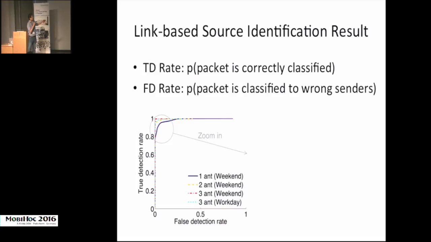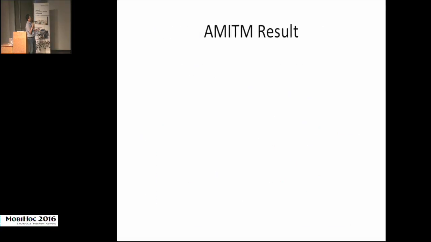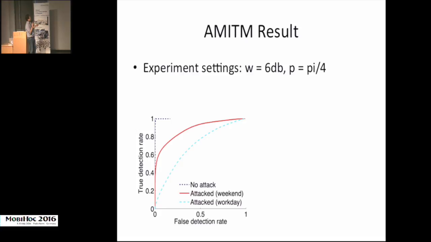As you can see here, the system just works perfectly, and then we have a zoomed-in version of the system performance that really shows the benefit, the value of the link-based source identification. As you can see here, in the static environment, the system has nearly 100% probability of distinguishing the packet source. But once we enable our attack model, the system performance is degraded significantly. Remember, this dotted blue line is the original system performance. Now it's significantly moved to the diagonal line. That means the receiver is really confused about the sender of the packet.